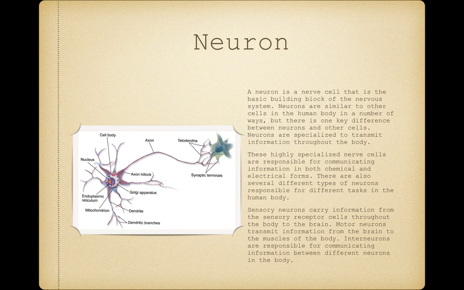Sensory neurons carry information from the sensor receptor cells throughout the body to the brain. Motor neurons transmit information from the brain to the muscles of the body. Interneurons are responsible for communicating information between different neurons in the body.